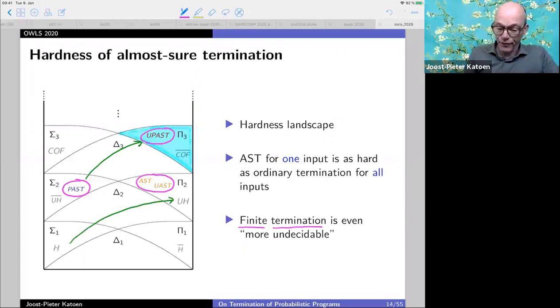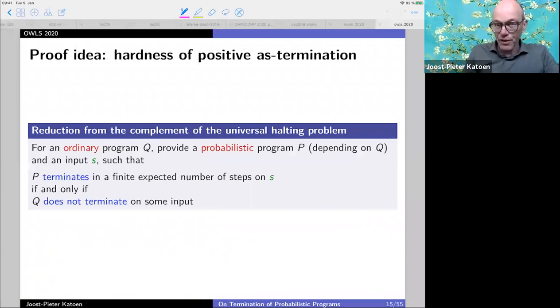In order to give you a flavor of how you can prove these results, I'd like to draw your attention to this reduction. So what we are going to do is see that PAST is equally hard as the complement of the universal halting problem. So I would like to give you an idea of the proof. So what are we going to do? We're going to take the following reduction.